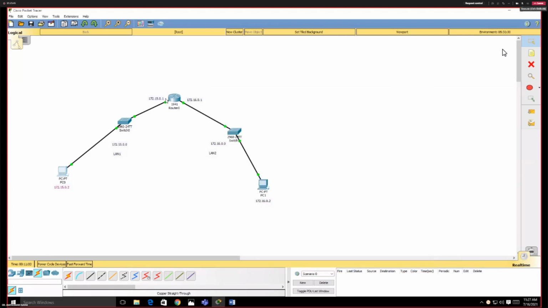But the default gateway means the entry or exit point of any network. So for LAN 1, what will be the entry or exit point? Router 0's left interface, yes or no? Yes, sir. Router 0's left interface will be the entry or exit point for LAN 1. Similarly, for LAN 2, what will be the entry or exit point? Router 0's right interface. Yes.